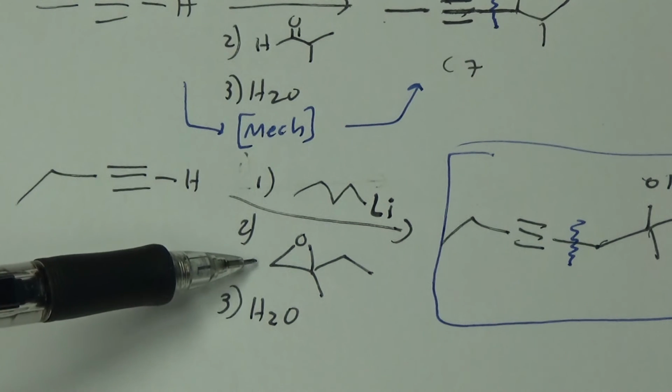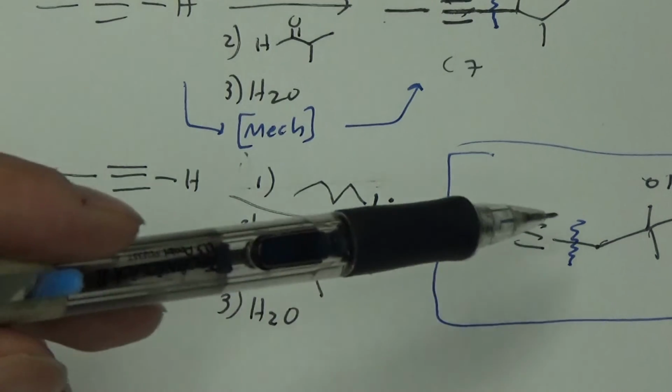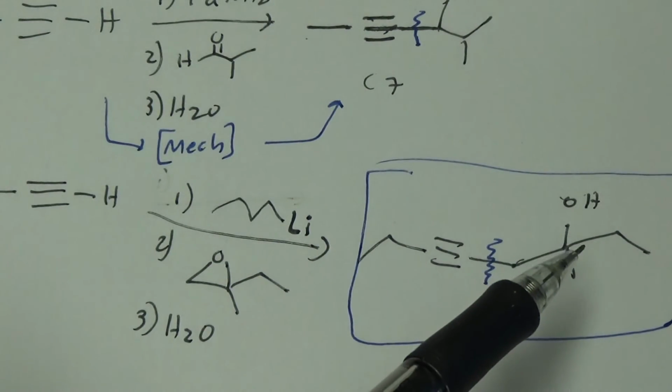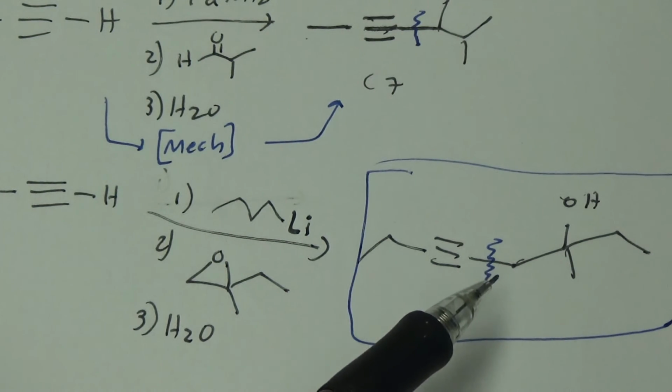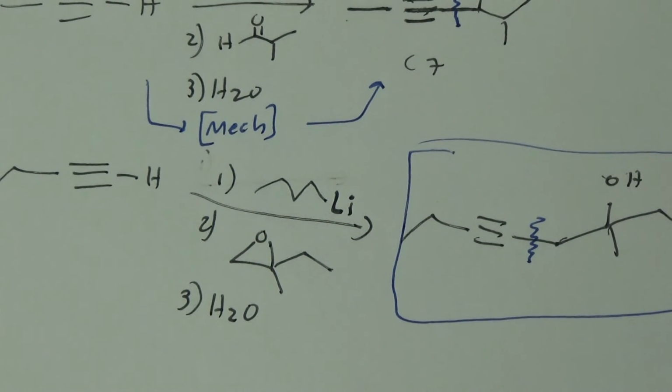In this case, it attacks the epoxide, opens up the epoxide, and the hydroxy group is there on the right, separated by an atom from the squiggly line, right? So that was one of the things we talked about last time.